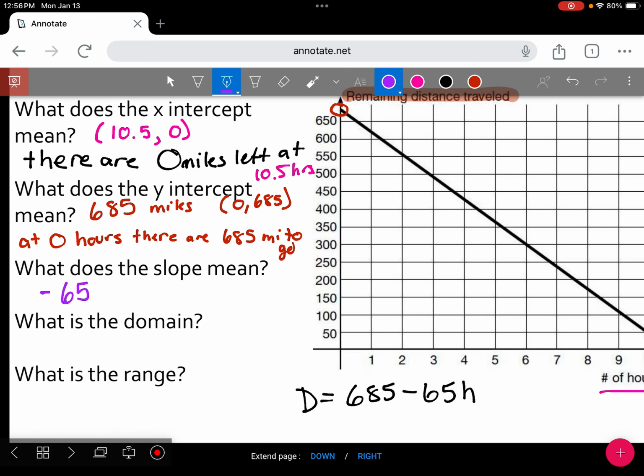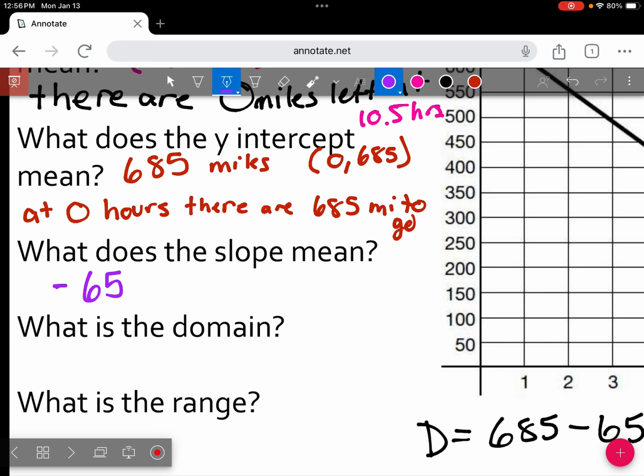What does the negative mean in terms of this? Why is it negative on this trip? Because we're counting down. If she was saying how many miles I have driven, it would probably go up because she's driving more and more miles. But since she's counting down, like 600 miles to go, 500 miles to go, she's counting down, so it's going down 65. Down 65 what?